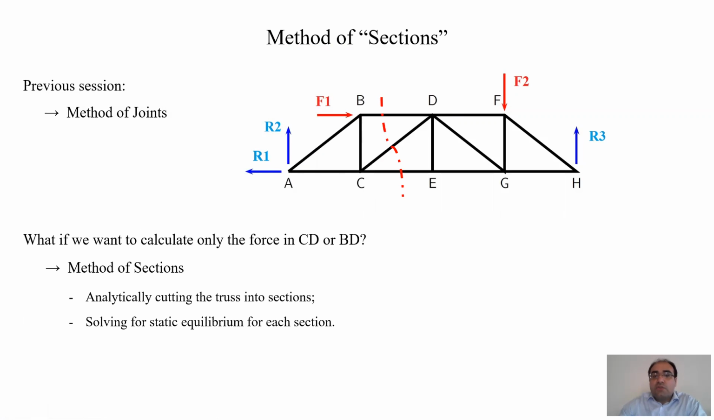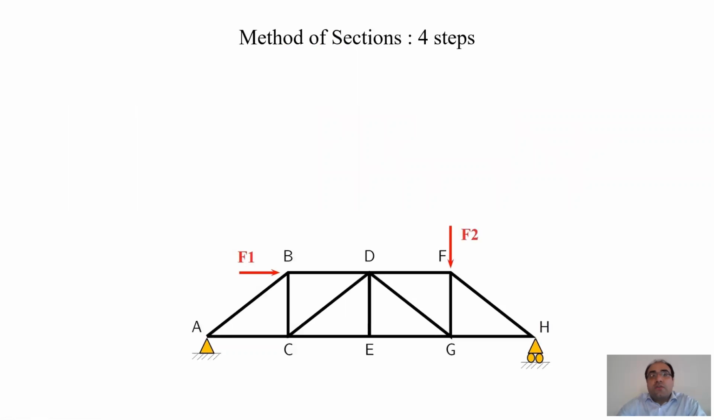To do so, basically we should cut through the truss, and we should make sure that we cut through the member that we are interested in. Here is the member CD, and then solve the equilibrium equations for either the left hand side of the cut or right hand side, and find the force in the member that we are interested in. There are 4 steps that we should go through to find the forces in the member that we are interested in using this method of sections, basically.